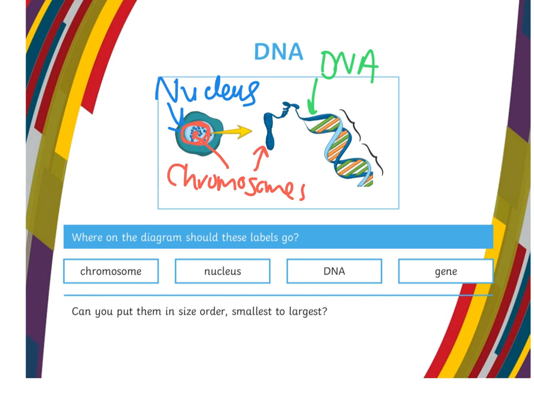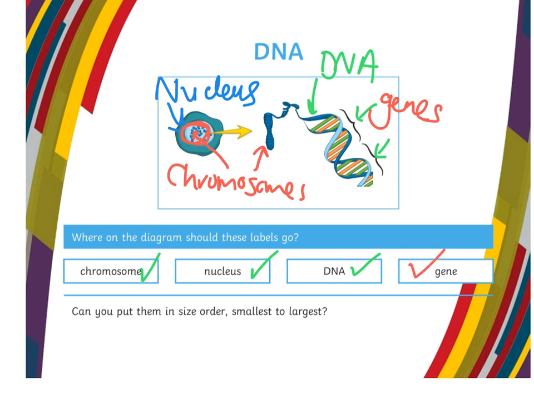Okay, and then if we look at the side, we can see here there are some little areas where it looks like a label might need to go. Now, we've already used the word nucleus, we've used the word chromosome and DNA, and that just leaves us with the word genes. So the word genes goes here. And if we look, we can see that the gene isn't a big bit of the DNA, but it is a section of the DNA.